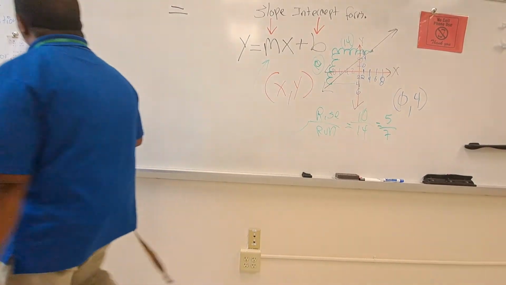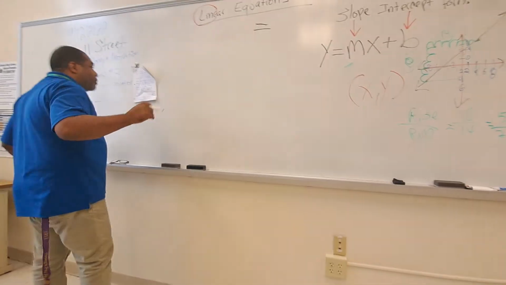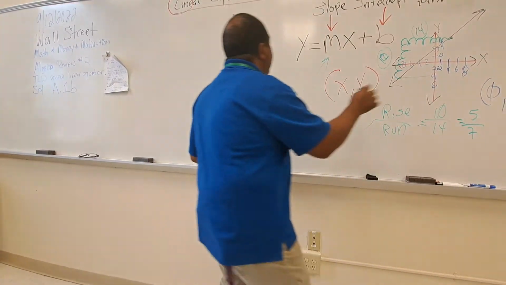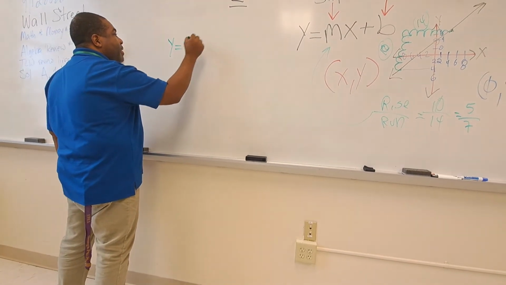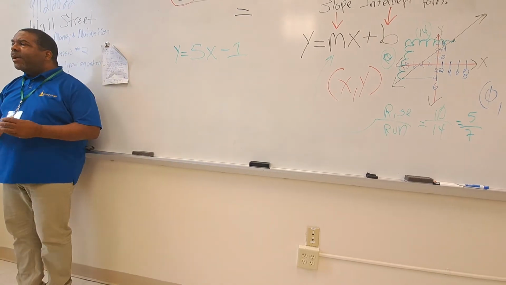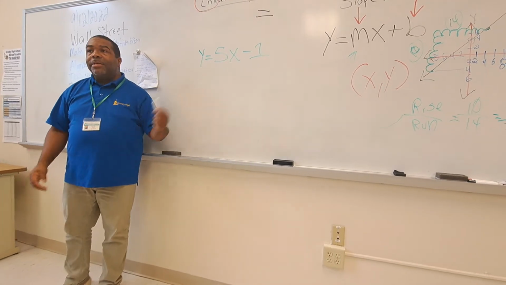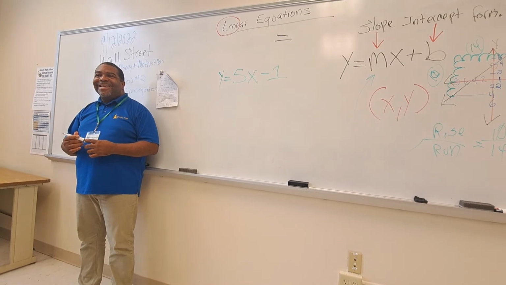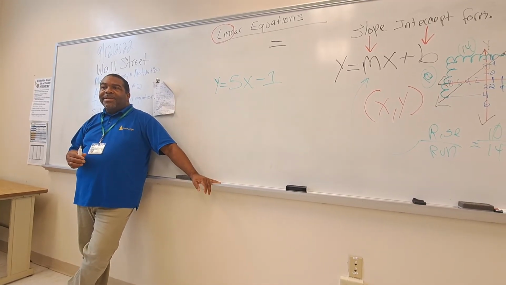All right, let's do one last thing. Let's say we have y equals 5x minus 1. What's my y-intercept? Jay, what's my y-intercept? Why do you have to call on me? It's 5. I called on you because I wanted to make sure that you were paying attention. That's why.